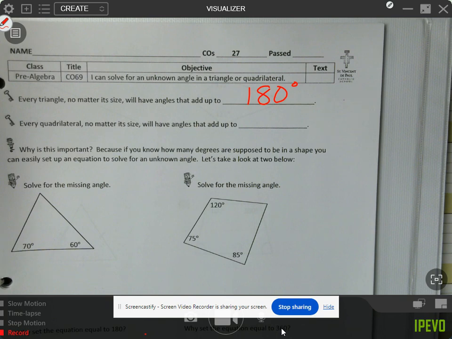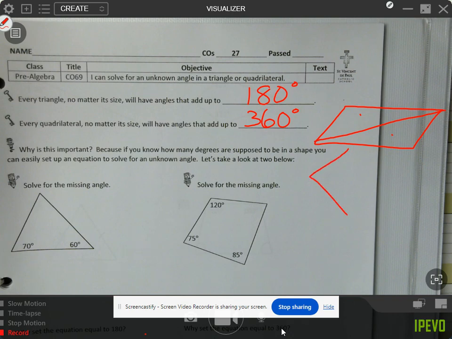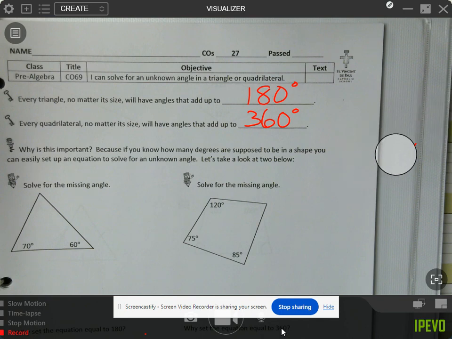So every quadrilateral, no matter its size, will have angles that add up to what, Kaylin? 360 degrees. If we look at any kind of quadrilateral, we divide it in half, we have two triangles. No matter what that quadrilateral looks like, we can split it into two triangles. One triangle is 180, two triangles would be 360, so every single quadrilateral will equal 360 degrees.